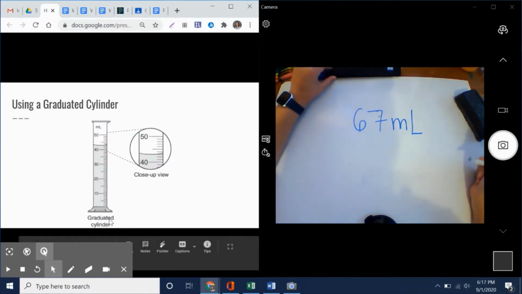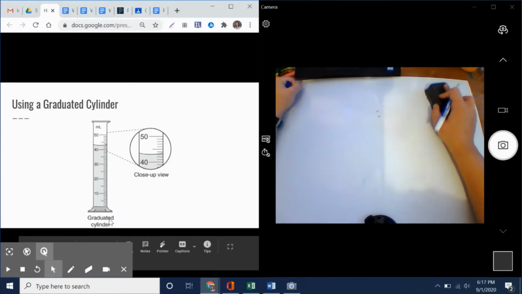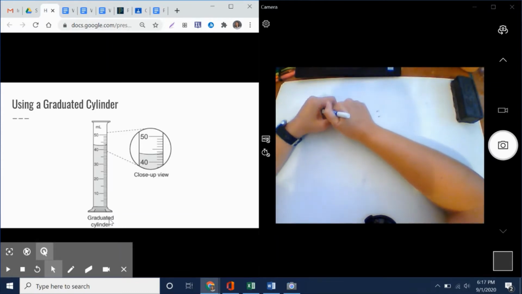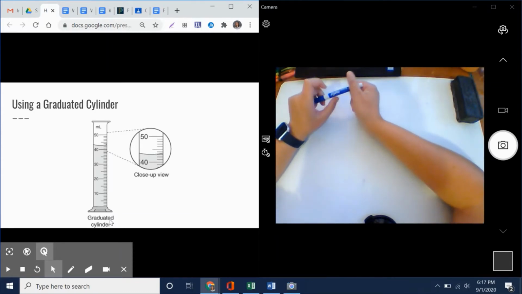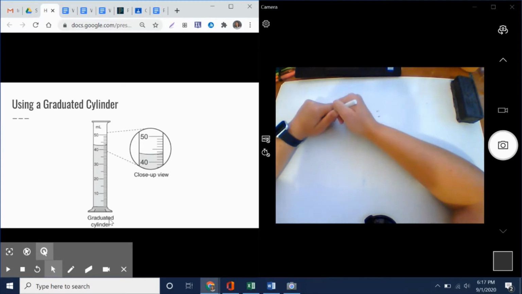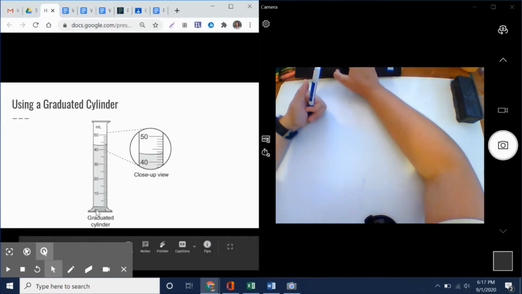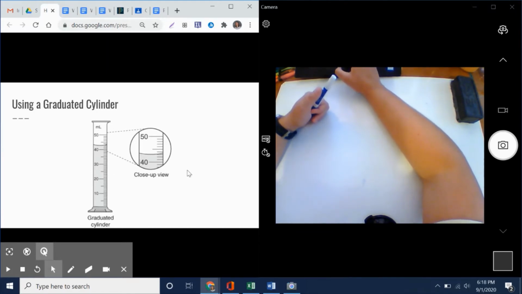Now, here's another graduated cylinder for you to try. And remember, we'll do this in person in our metric measurement lab. You always want to get eye level and read from the bottom up. Again, this is in milliliters, but go ahead and give this one a shot. What would the milliliter measurement for this graduated cylinder be?